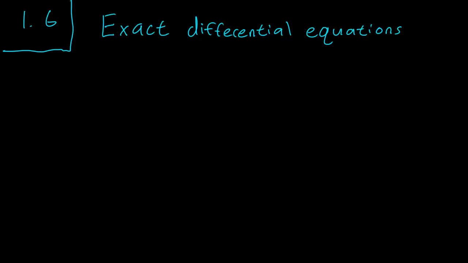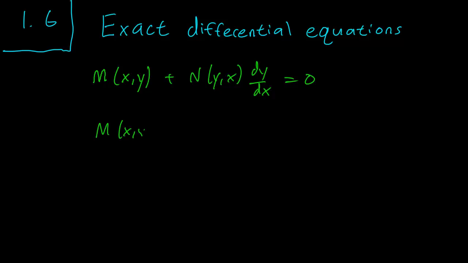Now sometimes you will see a differential equation in this form, M(x,y) plus N(x,y) dy/dx equals 0. Once in a while you will see this written in this way: M(x,y) dx plus N(x,y) dy equals 0.